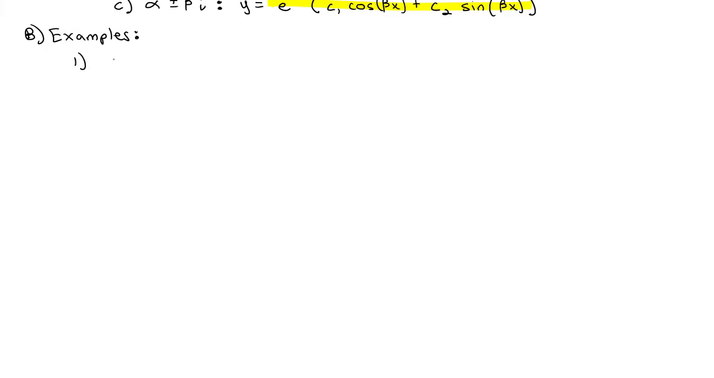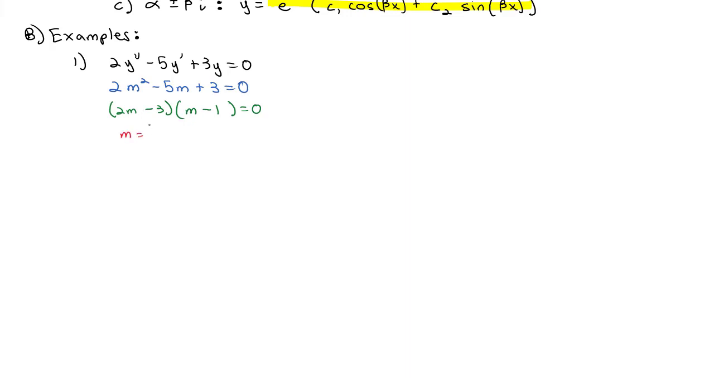First example we're going to take a look at is 2y'' minus 5y' plus 3y equals 0. Changing that to the auxiliary equation, we have 2m squared minus 5m plus 3 equals 0. This equation does factor nicely for us. It's going to be 2m times m and 3 times 1 if they're both negative, which means we have solutions m equals 3/2 and positive 1.